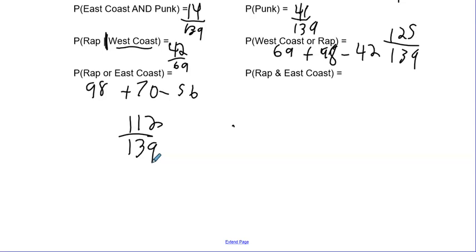And then last one, what's the intersection of rap and East Coast? Well, rap and East Coast is 56 out of the total of 139. And that's it.